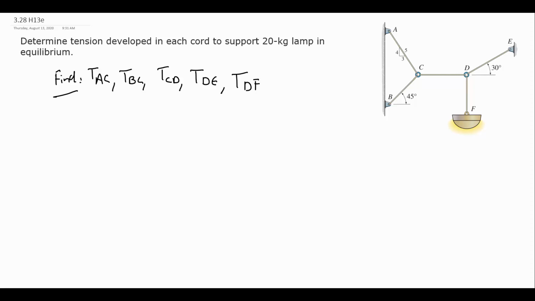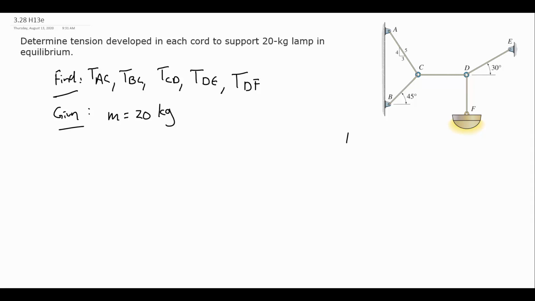And we know going into this, we're in 2D particle equilibrium. We're going to be able to get only 2 equilibrium equations out of each free body diagram. This is going to be a case where we actually are going to have multiple free body diagrams necessary to solve our problem. So what are we given? We're given the mass of the lamp. So the mass is 20 kilograms.